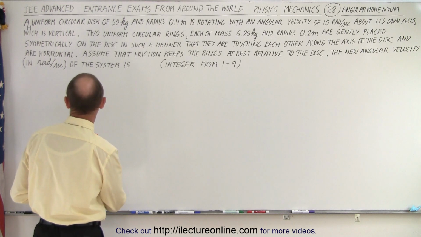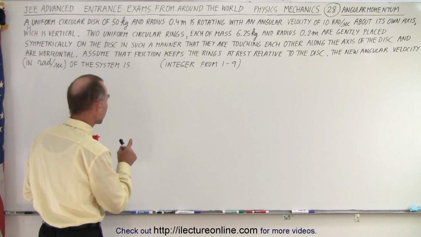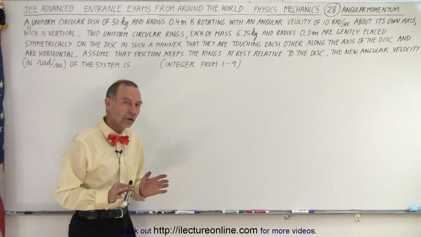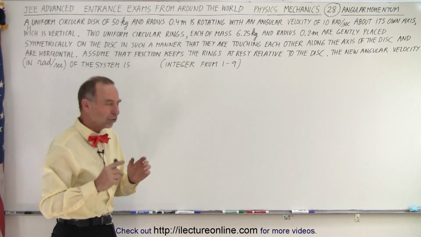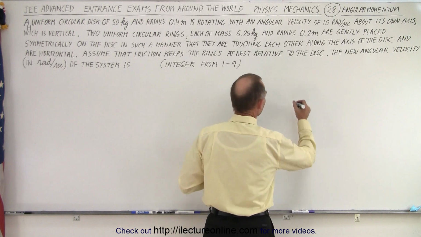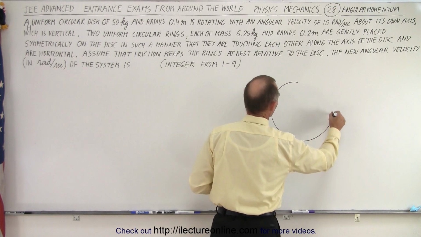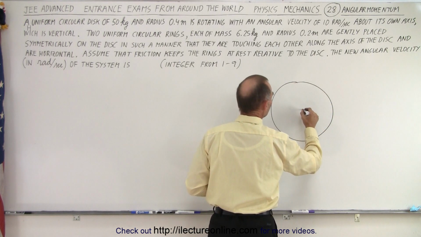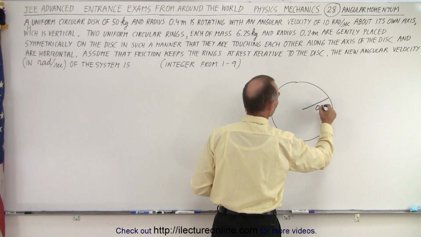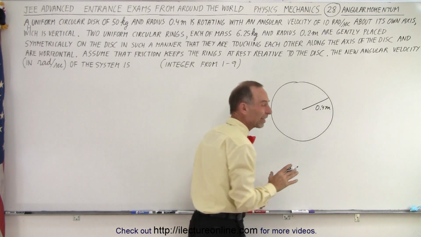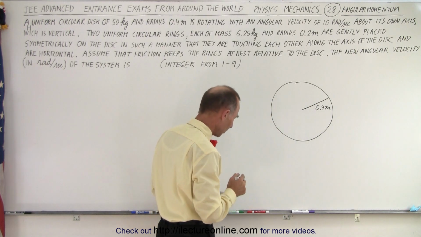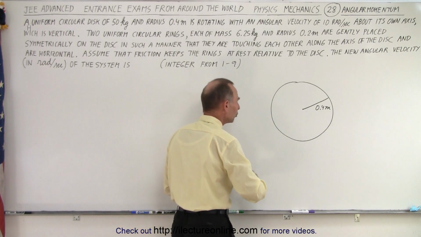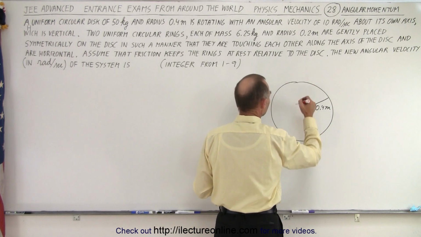The new angular velocity in radians per second of the system is, and we're looking for an integer from 1 to 9. All right, so let's make a drawing of this. Here we have a disk, and the radius of the disk is 0.4 meters. Notice that the radius of the disk is twice the radius of the rings, because then we're going to place two rings on the disk that will look like this.